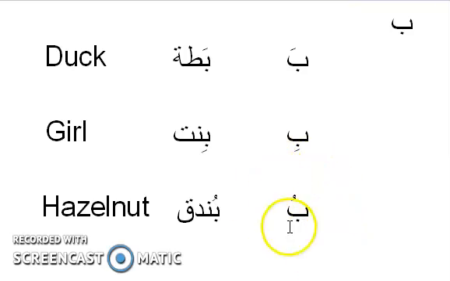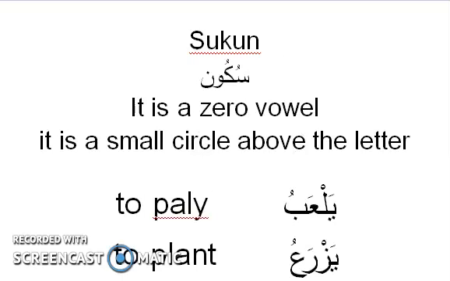When there is dhamma, which, as we said, is like a backward e on the top of the letter, we pronounce it as "bu," "bundok." Okay. And sukun. Sukun is the zero vowel. It is a small circle above the letter. When you see it, stop.